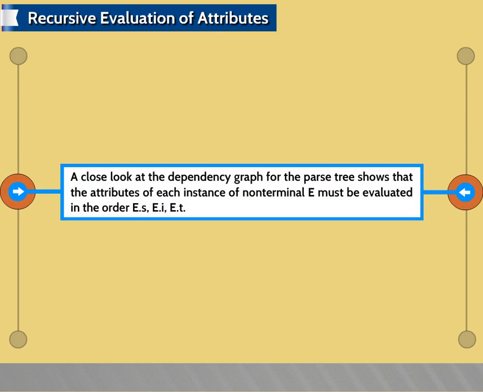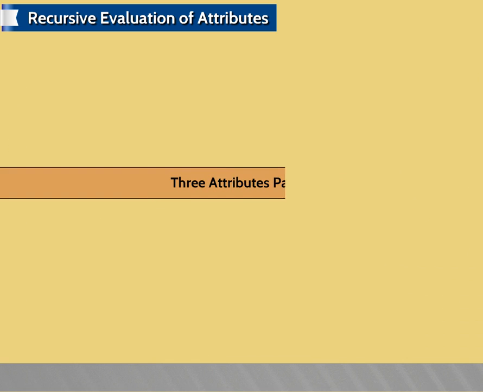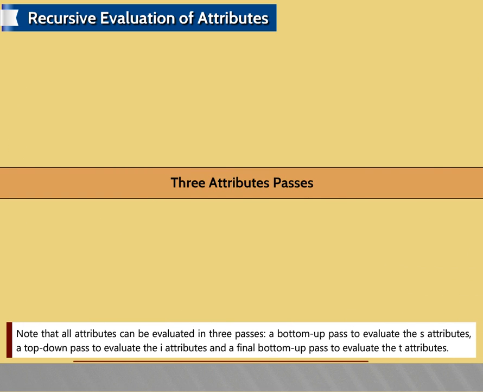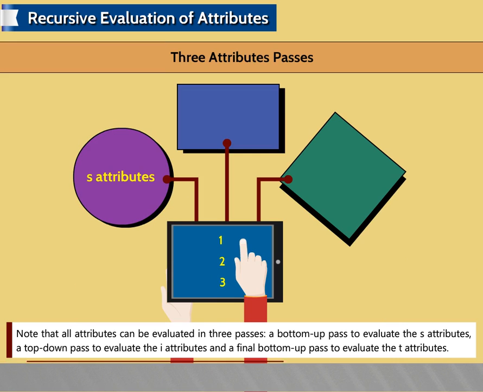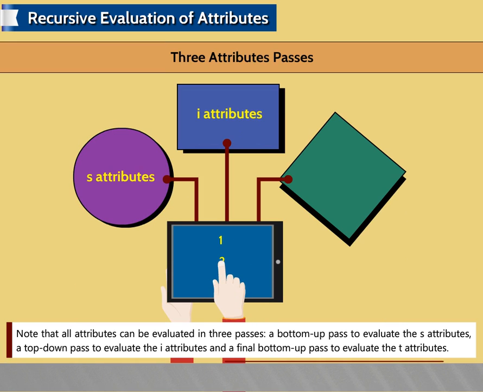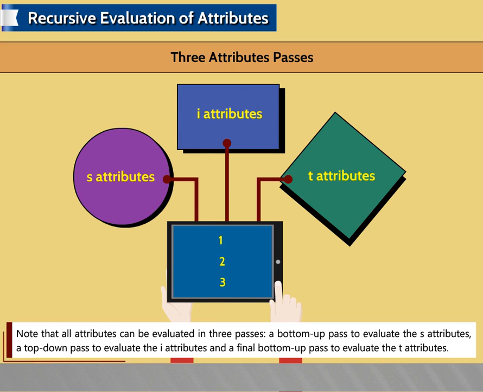A close look at the dependency graph for the parse tree shows that the attributes of each instance of non-terminal E must be evaluated in the order E.S, E.I, E.T. Note that all attributes can be evaluated in three passes: a bottom-up pass to evaluate the S attributes, a top-down pass to evaluate the I attributes, and a final bottom-up pass to evaluate the T attributes.